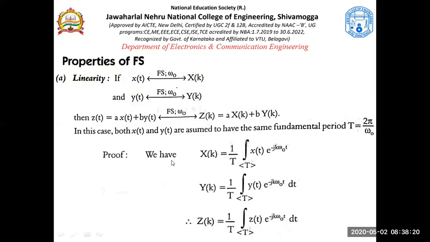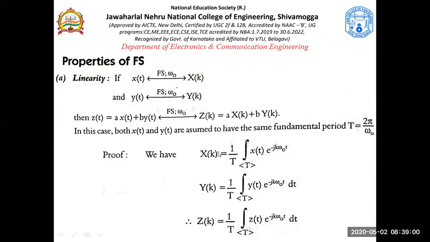Everyone understand? We have to start from the equation for the coefficients. So x of k is the coefficients of x of t in frequency domain, that is given by this. This is called the analysis equation. We are analyzing the frequency information in frequency domain. Similarly, this is the coefficients of y of t in frequency domain. So these two are the frequency domain signals, or we should say spectrum. These two are the spectrum of x of t and y of t respectively.